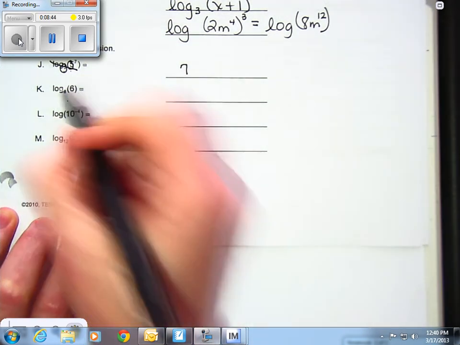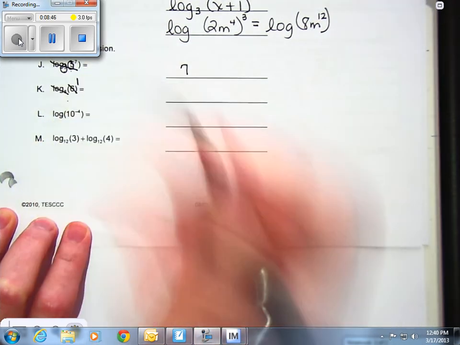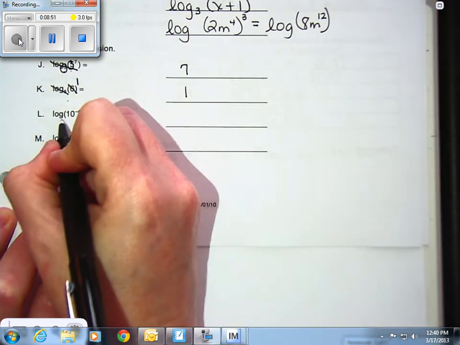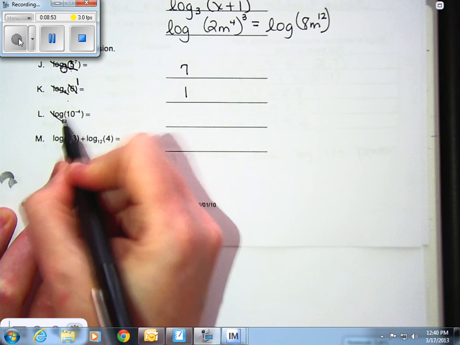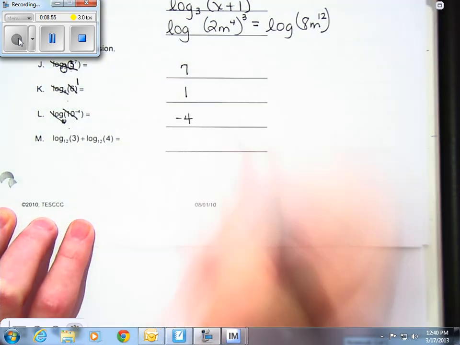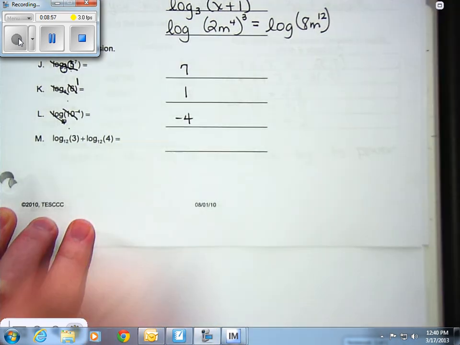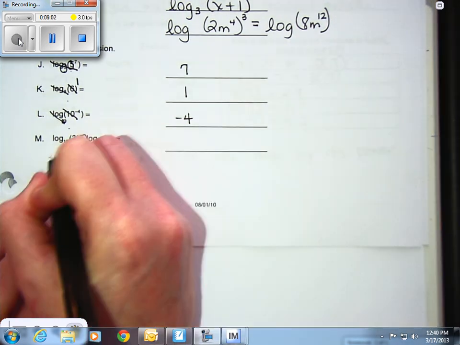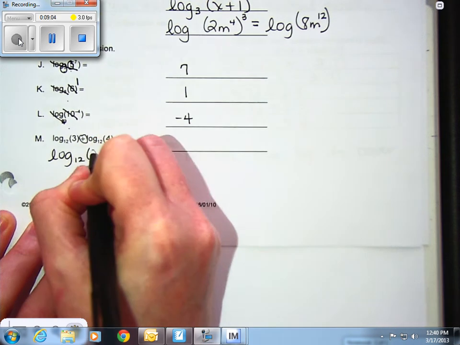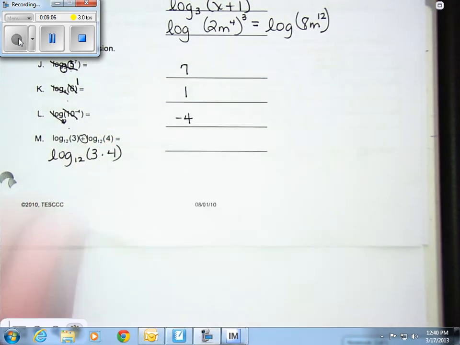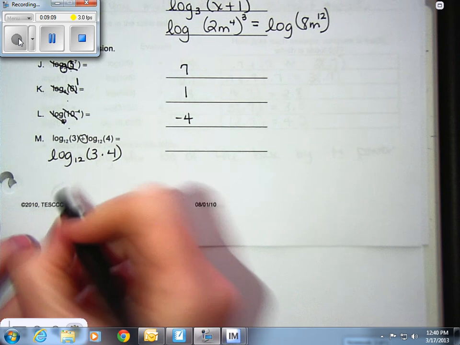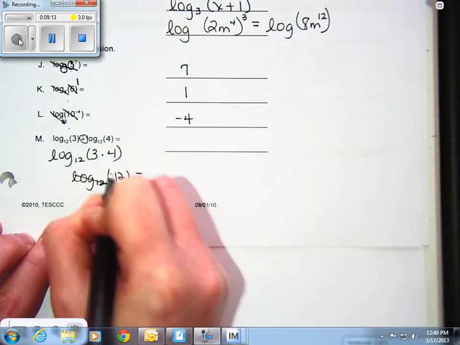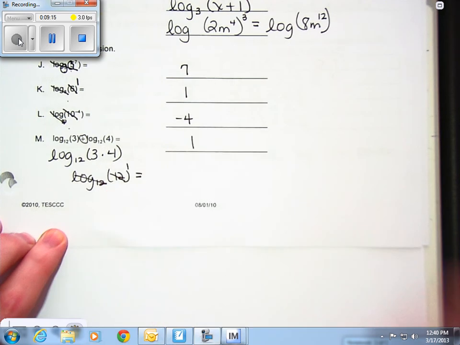Log base 6 of 6, those are going to cancel. Remember, the understood power is 1. There you go. If there's not a base, it's understood to be 10. Log base 10 cancel, leave you negative 4. Here I've got a plus sign on the outside, so I'm going to combine those to log base 12 of 3 times 4. That changes to a product on the inside, and that gives me log base 12 of 12. Those cancel, leaving you the understood power, which is 1.